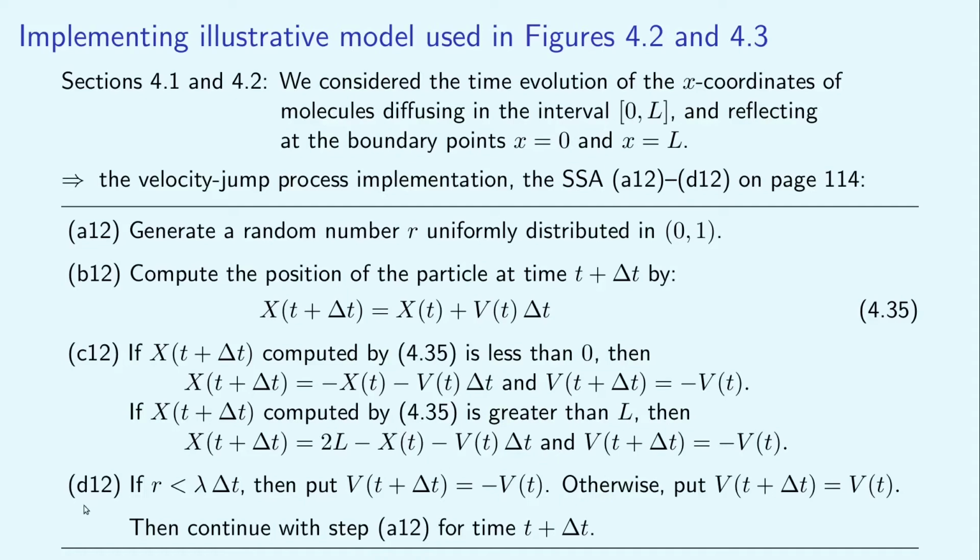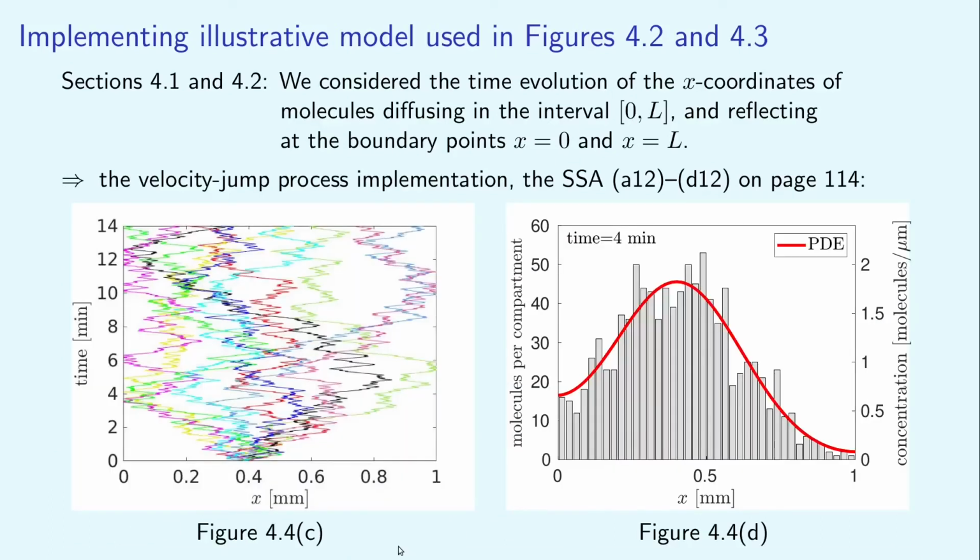Finally, the last step, D12, uses the random number R to simulate the random changes of the velocity. This step is again the same as in our previous implementation of the velocity jump process. In summary, the only new step is the step C12, which implements the reflective boundary conditions. The results obtained by this algorithm are presented in figure 4.4c, where we have calculated 10 illustrative realizations starting at the point x0 equal 0.4 millimeters.